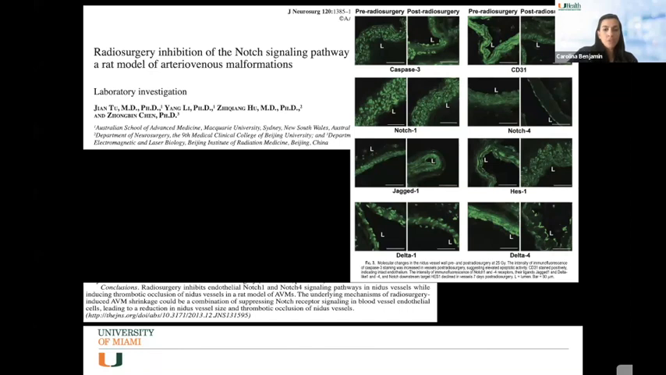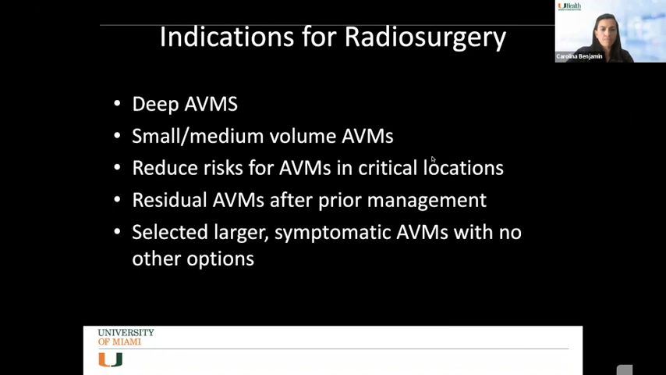As you can imagine, and this is over 7 days in a rat model, this takes time. So one of the important things to realize is that radiosurgery for AVMs is not going to happen overnight, and it does require a lag or a latency period.